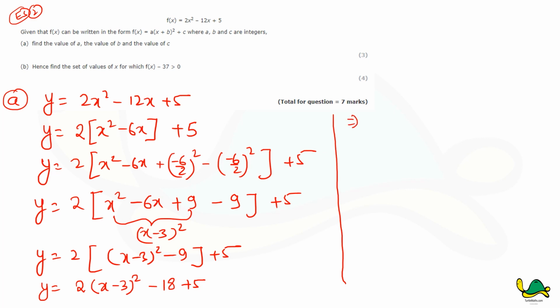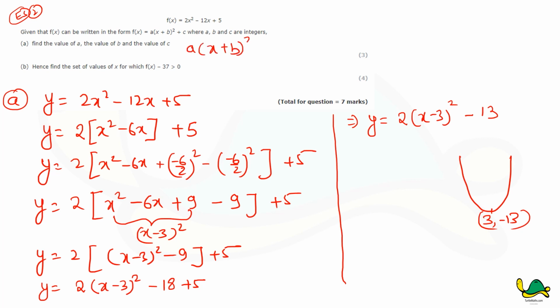It implies that y is equal to 2 times (x minus 3) whole squared minus 13. So that's what we have got, and this is my vertex form. You can see if I try to plot this graph, since the coefficient of x squared is positive, I will have a concave up parabola. The coordinates of the vertex are going to be (3, negative 13), and here we are supposed to rewrite it as a times (x plus b) whole squared plus c.